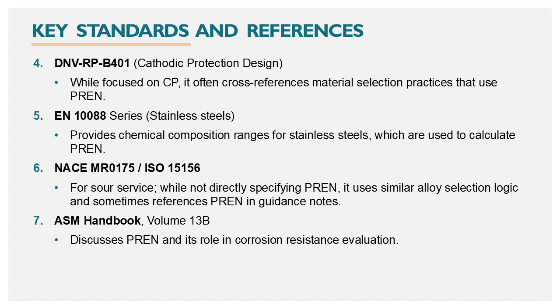Standards and references. Number 5 is the EN 10088 Series, Stainless Steels. It provides chemical composition ranges for stainless steels, which are used to calculate PREN. Standards and references. Number 6 is NACE MR0175 or ISO 15156. For sour service, while not directly specifying PREN, it uses similar alloy selection logic and sometimes references PREN in guidance notes. Standards and references. Number 7 is ASM Handbook, Volume 13B.